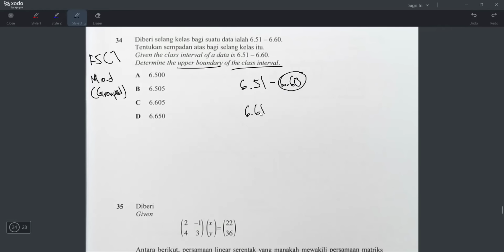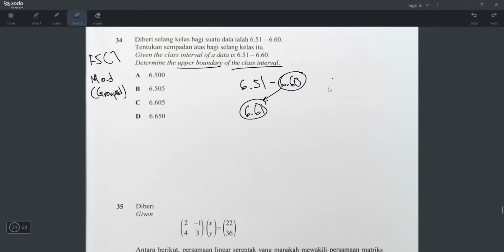be 6.61. Okay, you don't tell me something like, oh sir, 6.601. No lah, this one becomes 3 decimal places already. It's 2 decimal places. So 6.60, what comes next? 6.61, 2 decimal places. And don't tell me something like 6.7 or something. No, no, no. 6.7 is only 1 decimal place. So yeah, this is the next number.